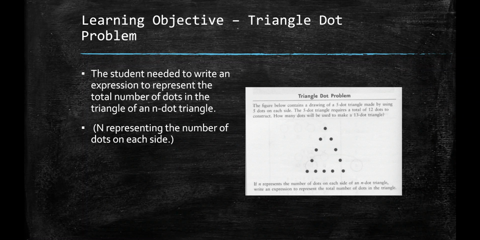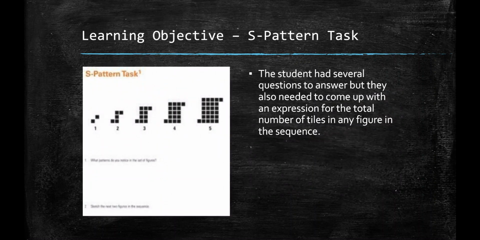So my learning objective for the triangle dot problem: the student needed to write an expression to represent the total number of dots in an n dot triangle, representing the number of dots on each side. For the learning objective for the S pattern task, the student had several questions to answer, but they also needed to come up with an expression for the total number of tiles in any figure in the sequence.